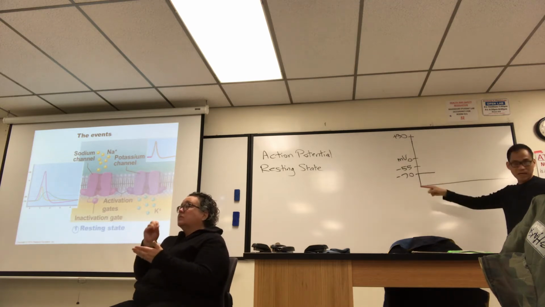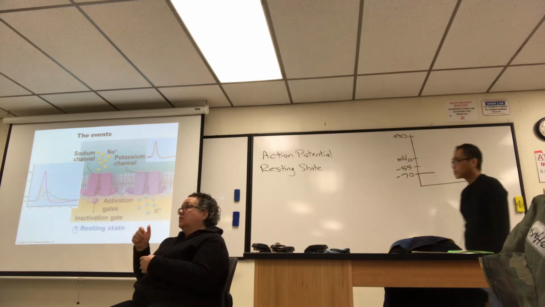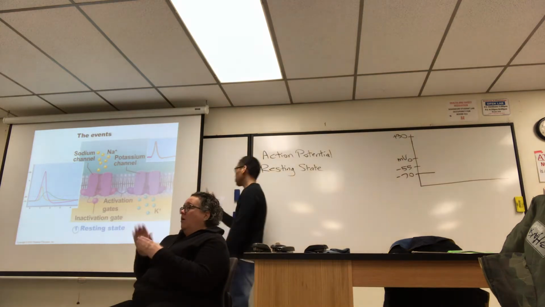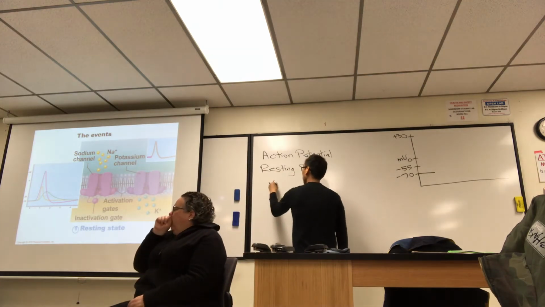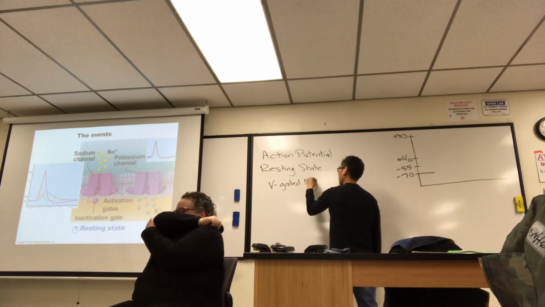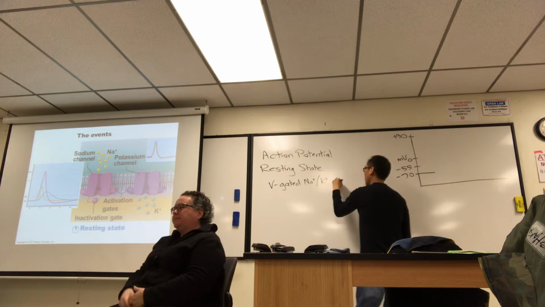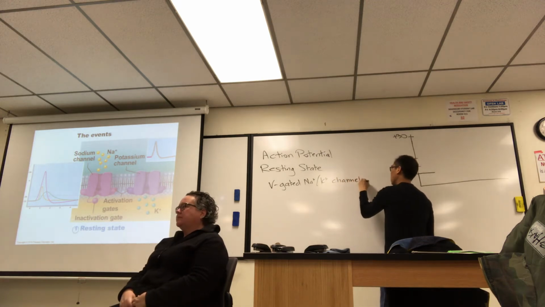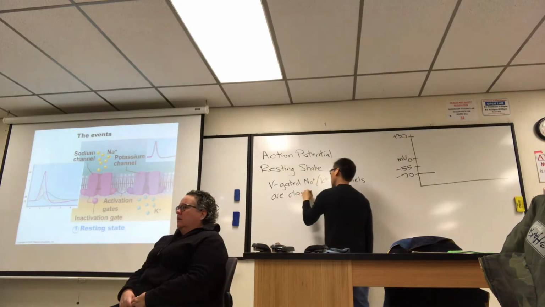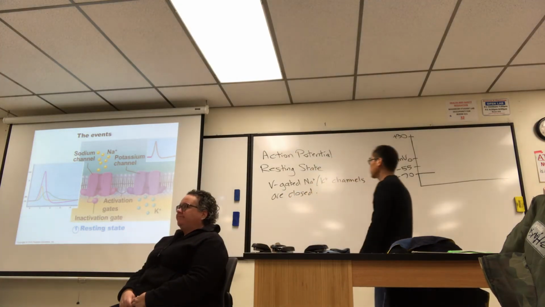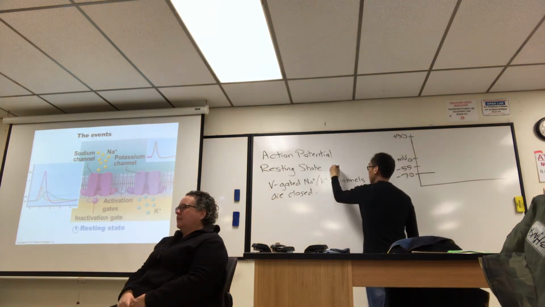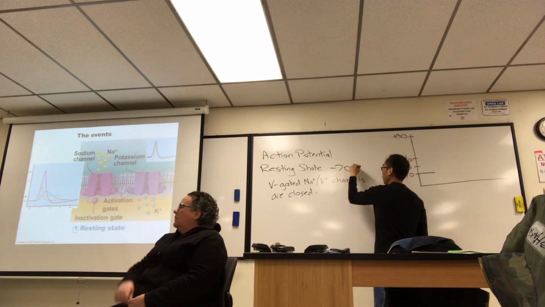So in terms of the voltage-gated channels in the axon, all the gates are closed. So I'll just write that. Gated sodium and potassium channels are closed. The resting membrane potential is a negative 70 millivolts.